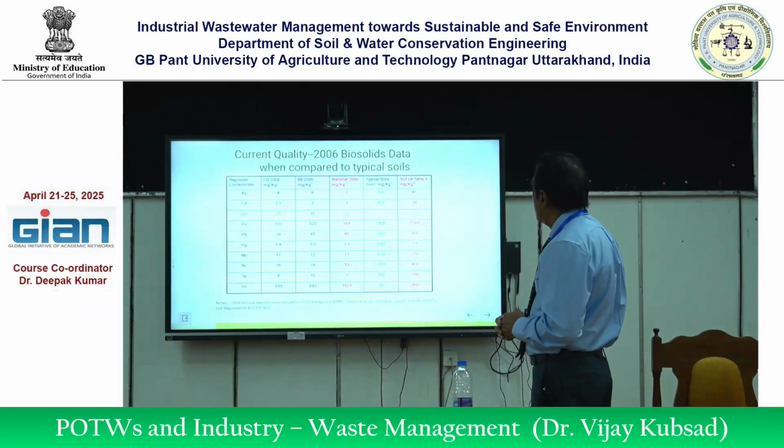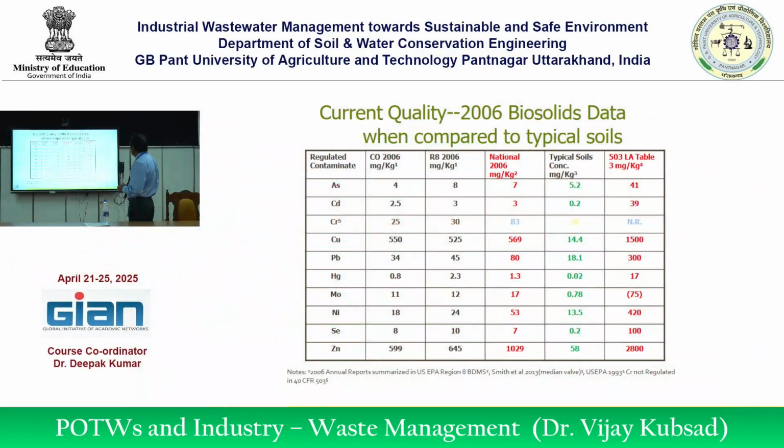This is another number, the current quality, 2006 biosolids data when compared with typical soils. This will give you an understanding. Regulated contaminants: what are the contaminants? We are talking about chromium, mercury, nickel, selenium. We were talking about the coal mines there. Selenium is there, chromium is there, from leather industries, right? So you know the source from where the contaminant comes into the treatment plant, right?